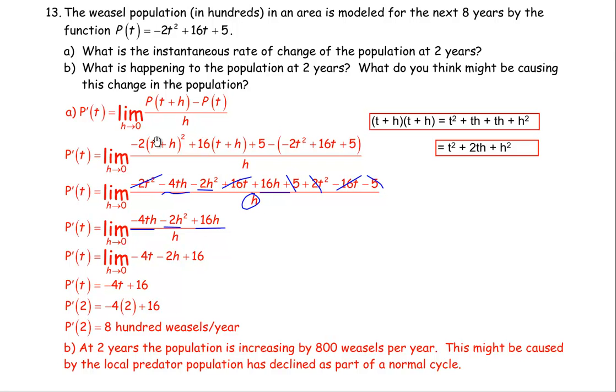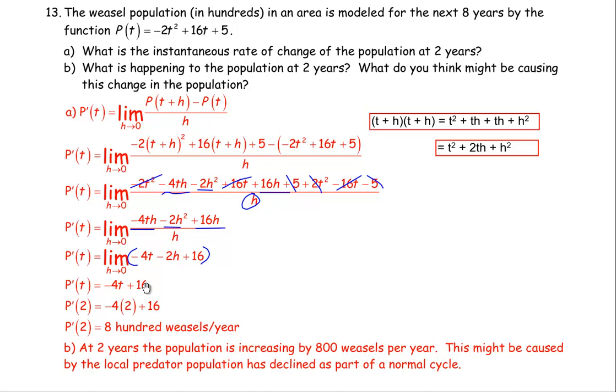Now, all of those terms divide evenly by h. So if we divide h into each of those, you get negative 4t minus 2h plus 16. And so we're taking the limit of that. It probably would be a good idea to put brackets around this. I didn't in the solution, but we've actually got a trinomial there, so it would be a good idea to put brackets around that. And so as h tends towards 0, this term gets really, really close, infinitesimally close to 0. And so basically negative 4t plus 16 is the derivative.